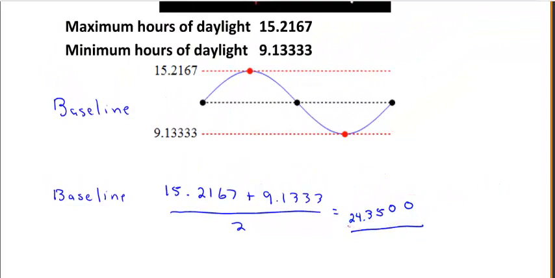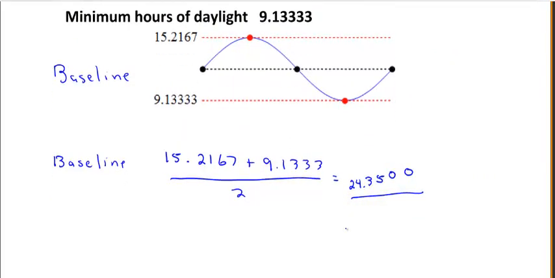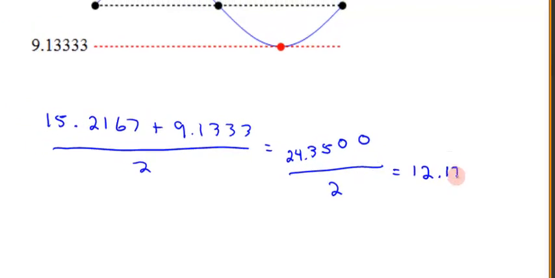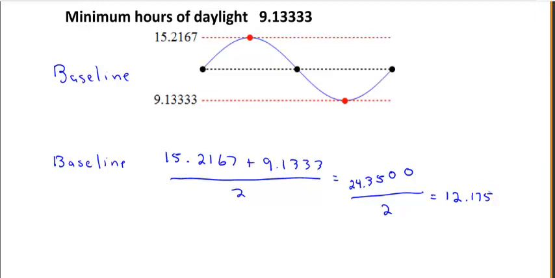So I have 24.35 is the total, and I divide by 2. 2 goes into the 24 12 times, and 2 goes into 35 17 and a half times. So this is our baseline, 12.175 hours. I'll have to add that to the sine function to translate it up to that level. The next thing we'll need is the amplitude.